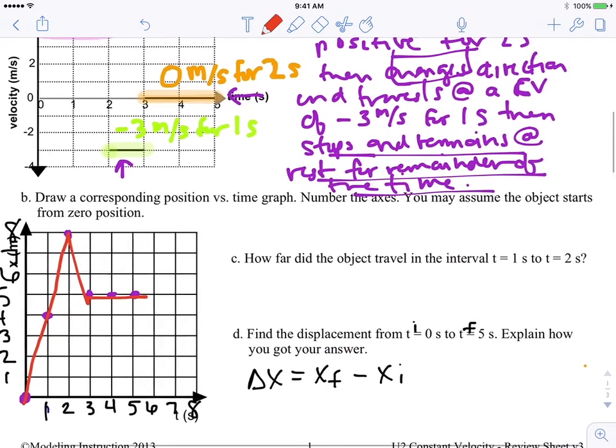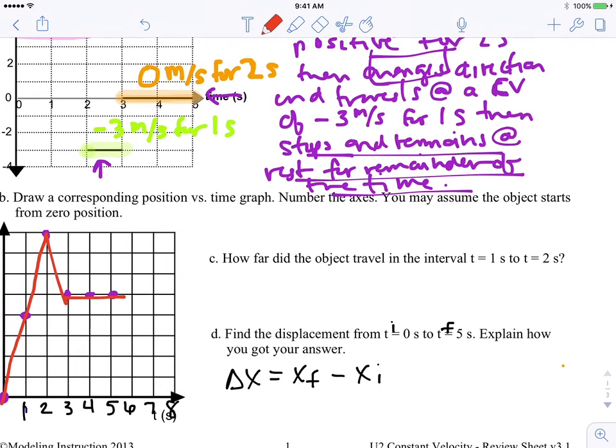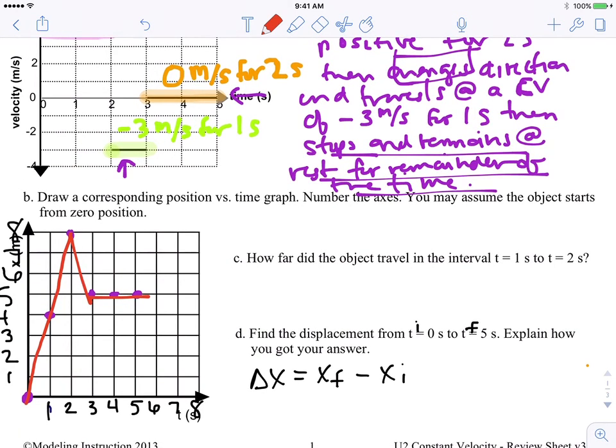Okay, so now your next question is asking you how far did the object travel in the time interval of 1 second and 2 seconds? So from 1 second, that's right here, to 2 seconds, how far did it travel? Well, it went 4 meters. And then part D is asking us to find the displacement from t equals 0 seconds to t equals 5 seconds. So we're calling t initial 0 seconds and t final 5 seconds.